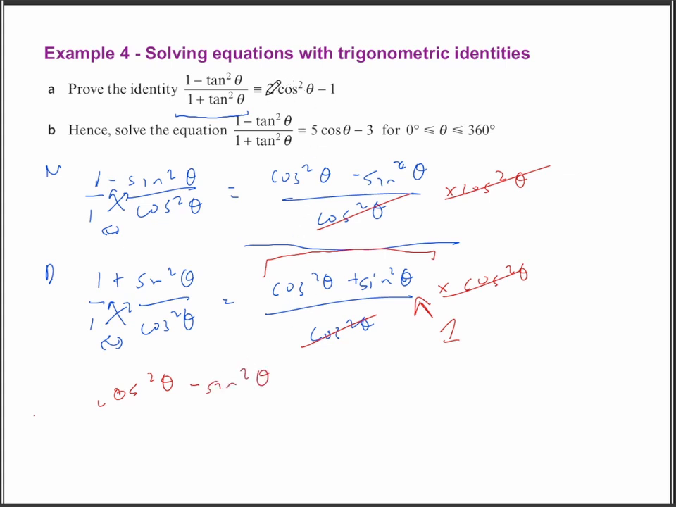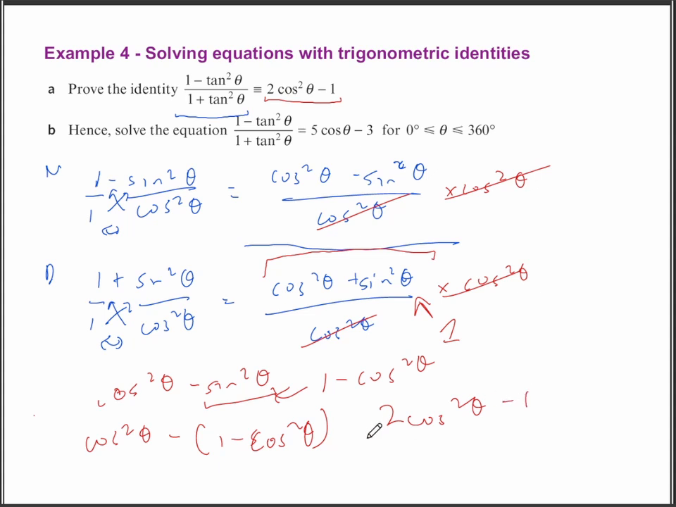Then we go back and look at the thing that we wanted to prove again. And we see that there is no sine anywhere here. So we want to convert that sine into something of cos. And we have exactly an identity for that, where sine square theta is just 1 minus cos square theta. So we will have cos square theta minus (1 minus cos square theta), which will just be 2 cos square theta minus 1, which will give you your proven identity.